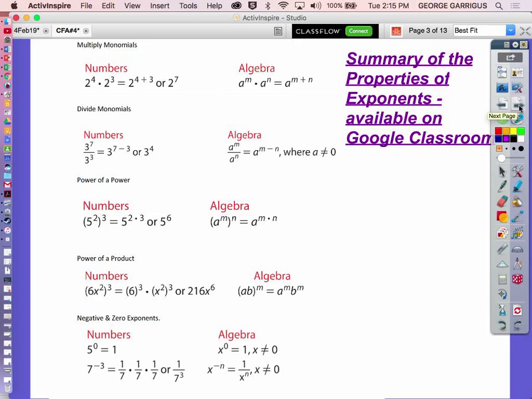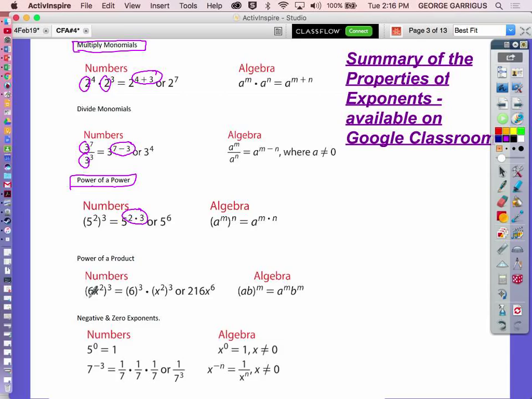Last week you received this summary of the properties of exponents. I've put this up on Google Classroom. We began with when we multiplied monomials and the bases were the same, then we added the exponents together. In division, when the bases are the same, we subtracted the exponents. When you took a power to a power, we multiplied. We have a power, 5 squared, cubed, so we multiplied the exponents together.